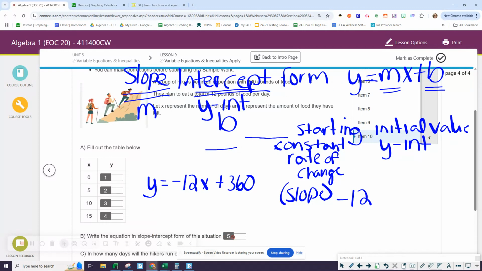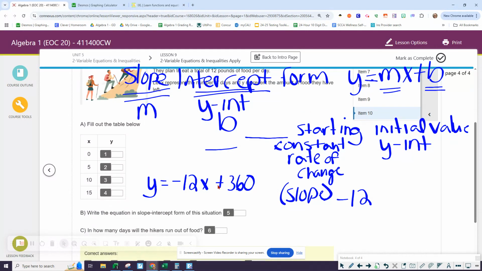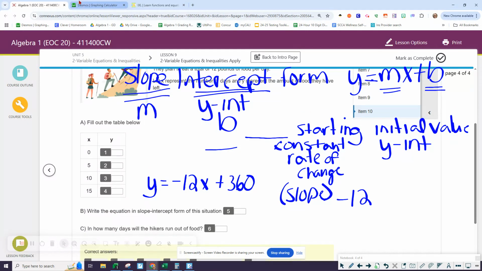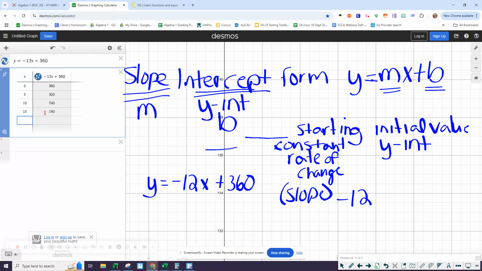All right, so let's see. Write the equation in slope-intercept form. We just did that right here. And then, in how many days will the hikers run out of food? So when will the y value become 0? I started at 360 and I'm going to go all the way down to 0. So when will my y value equal 0? So I'm going to plug in 0. Let's see if it'll do it backwards for me. No, it won't. Okay.